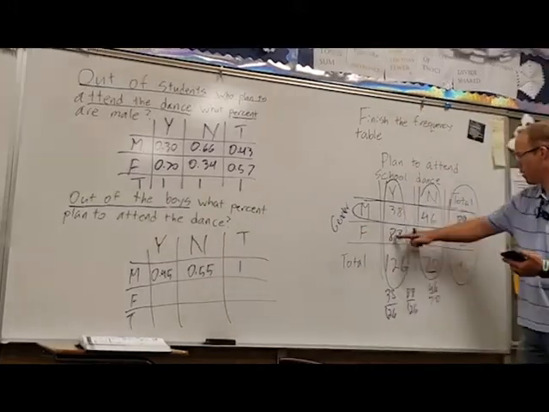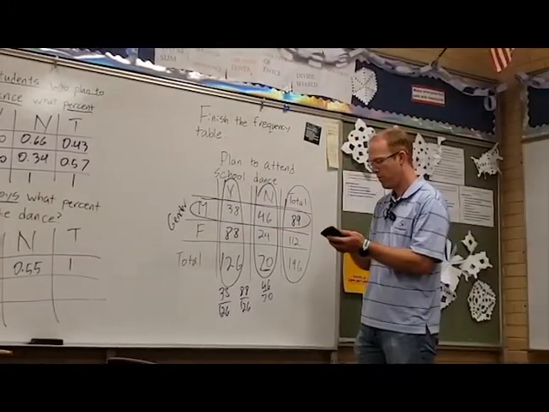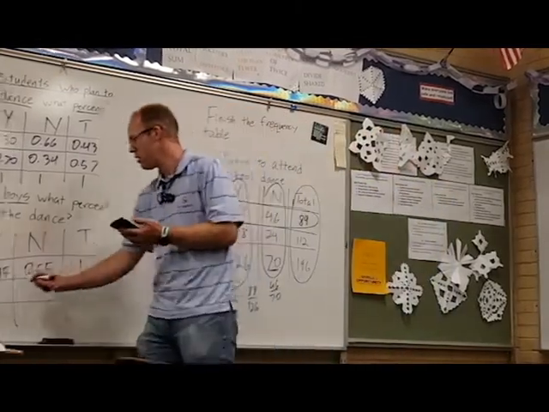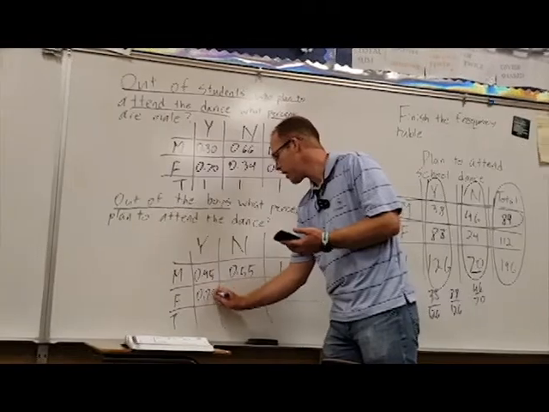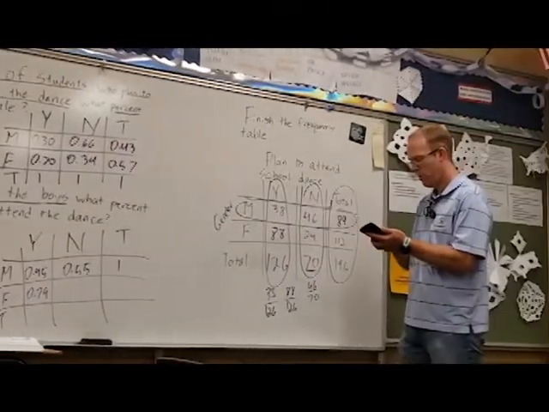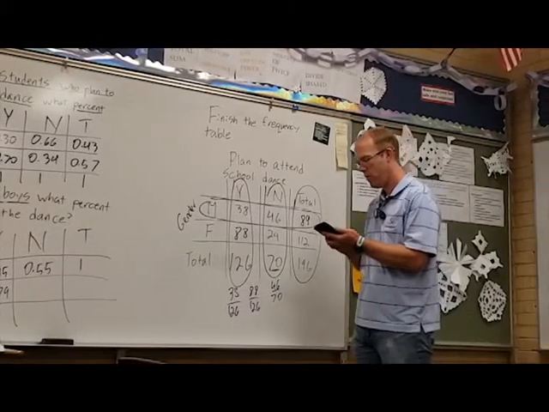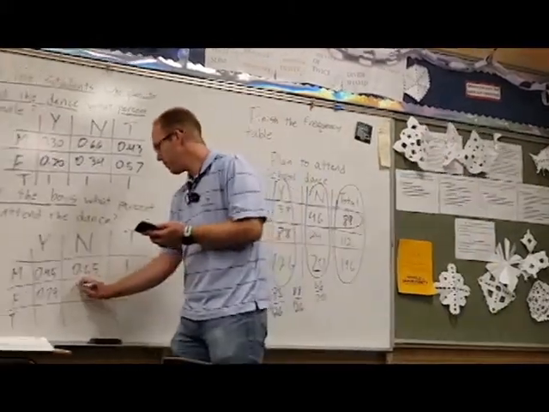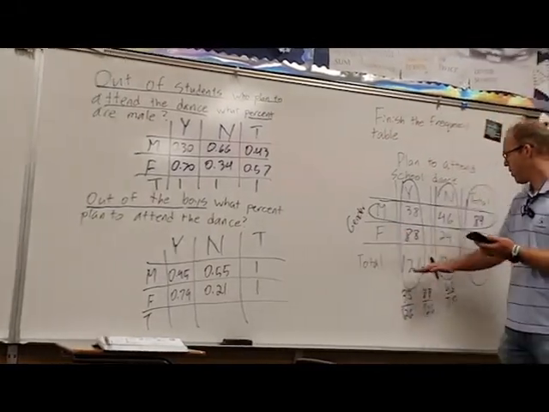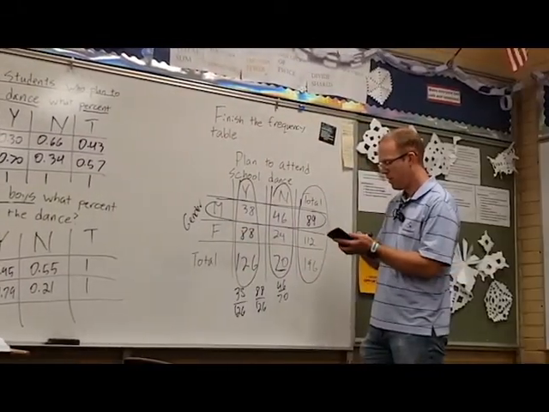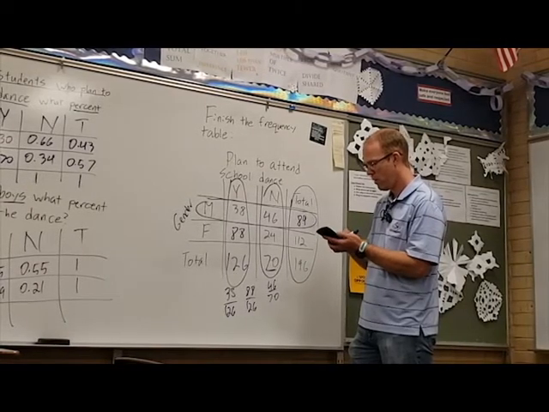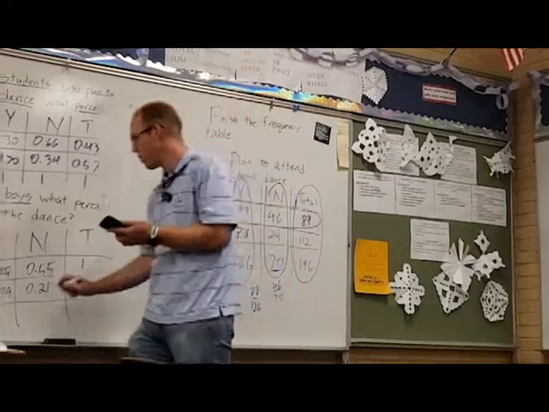Let's do the next row. That would be 88 divided by 112. That gives us 0.78. Sorry, round it to 0.79. Next would be 24 divided by 112. 24 divided by 112 would be 0.21. Those add up to 1. Nice. Next we have 126 divided by 196 for our last row. That was 0.64.